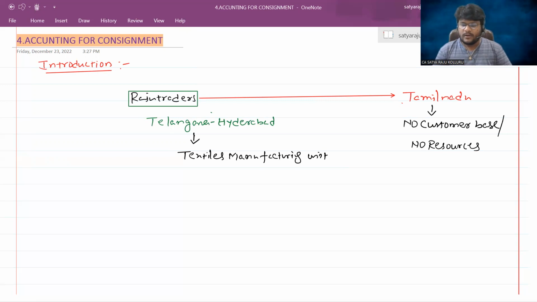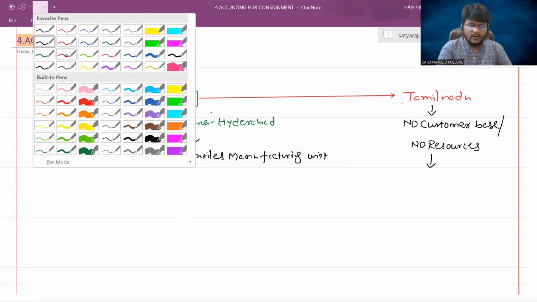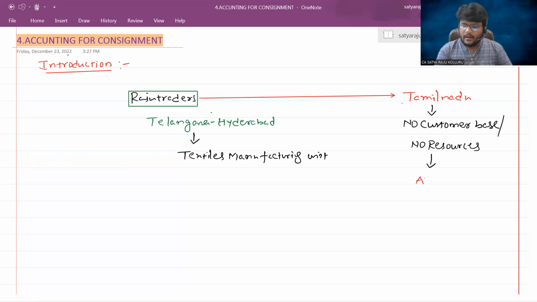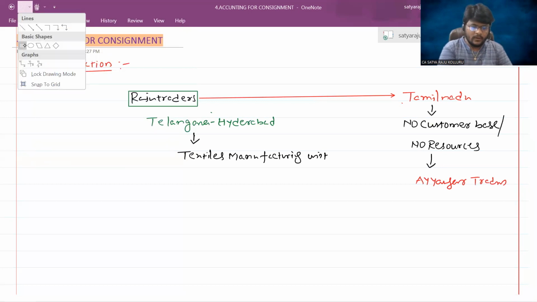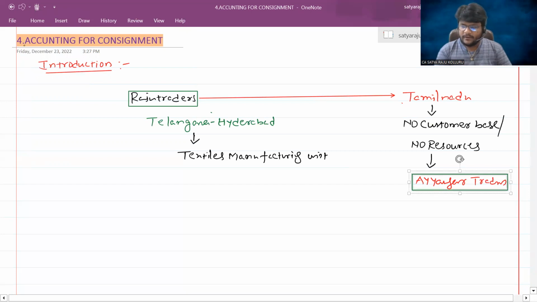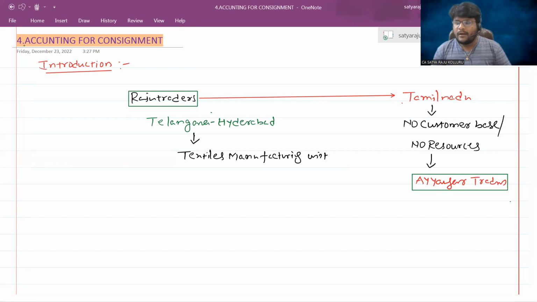Now, what I will do, I will approach one person in Tamil Nadu who has a good customer base in Tamil Nadu. That group is Iyengar Traders. Let us assume the group name is Iyengar Traders. Sir, what is the advantage with Iyengar Traders? They already have a good customer base in Tamil Nadu state. If any particular brand or group of goods is introduced by them, then they have the capability to sell in the Tamil Nadu market. That's why I approached them.